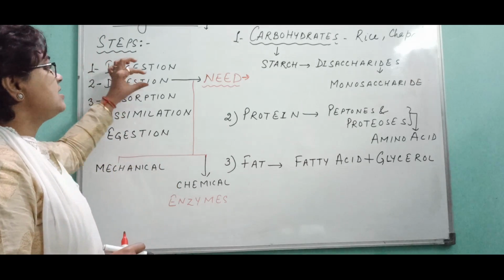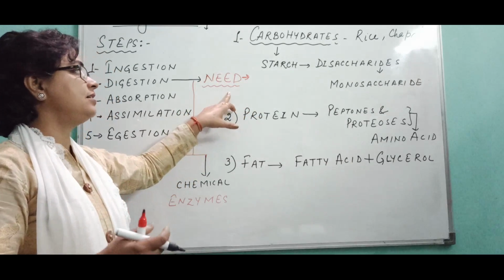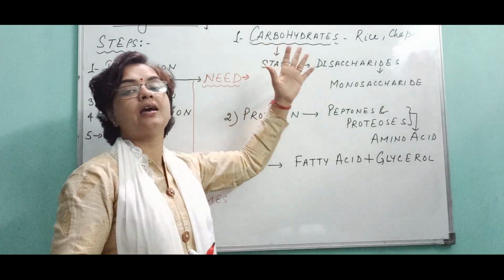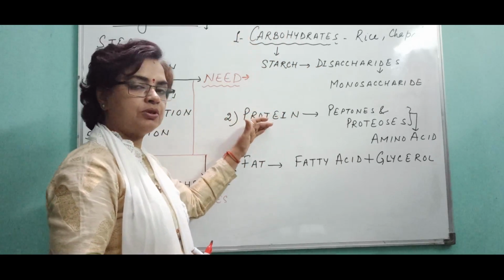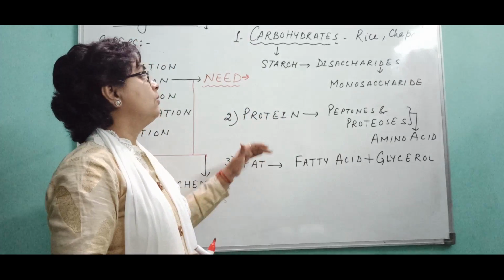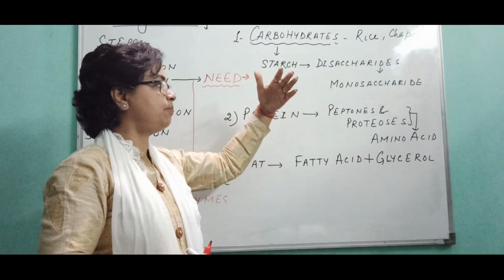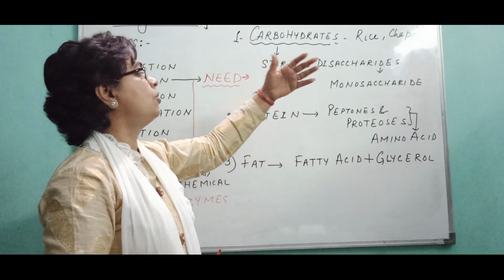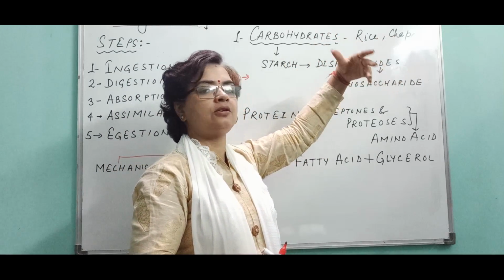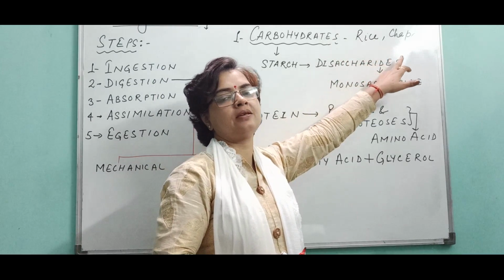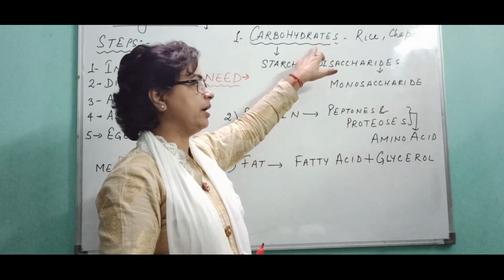So the main agenda is digestion. The question arises, what is the need? Why do we need digestion? What is there in our food? In our food, the components are carbohydrates, proteins and fat. What are the sources of carbohydrates in our daily diet? That is your breakfast, your lunch, your dinner. In your daily routine, you are taking rice and chapati, bread, pizzas, burgers. They are rich in carbohydrates.